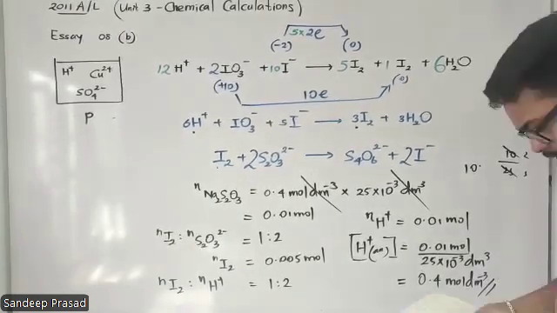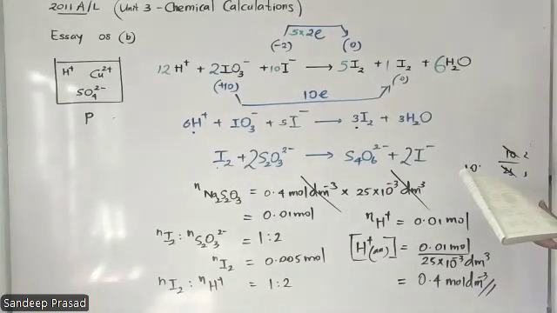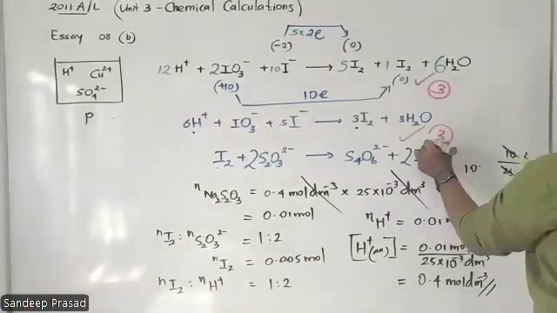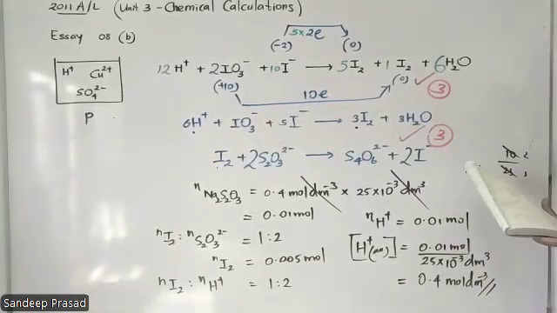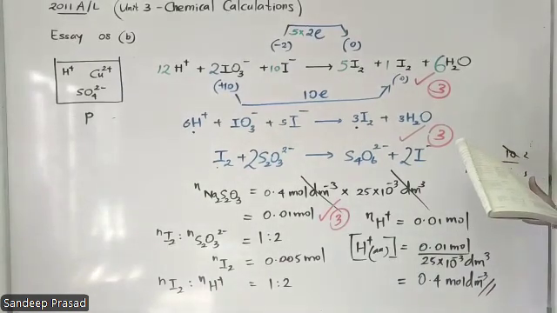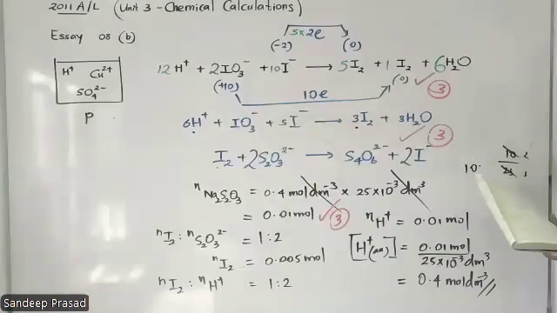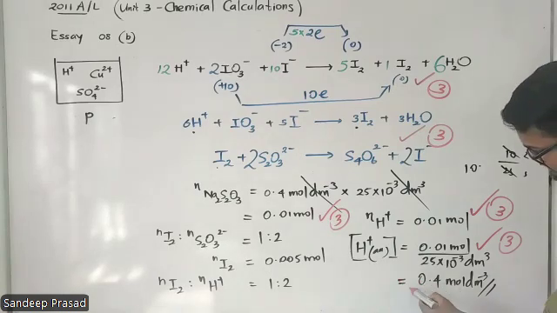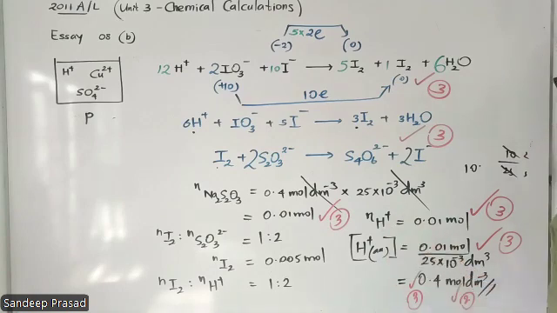So this is the final answer. Let's see how they have allocated the marks for this one. For all the reactions, they have given 6. I think for this one 3, and for this one 3. Finding moles of thiosulfate, they have given 3 marks. For finding H plus moles, they have given 3 marks. For this division, they have given 3 marks. For the final answer, they have given 3 marks. For the unit, they have given 2 marks. So that means 1, 2, 3, 4, 5, 6, 18, 20 marks are given for this.